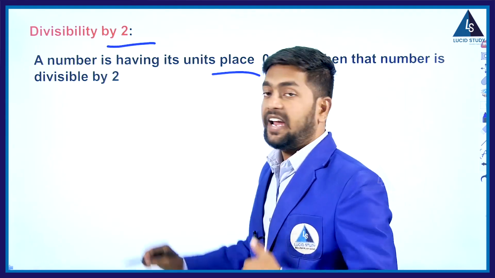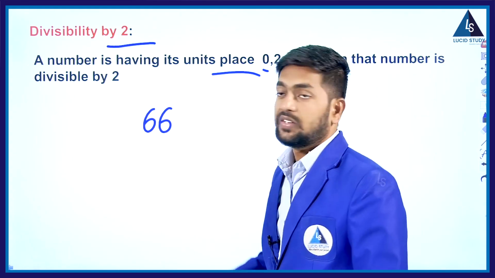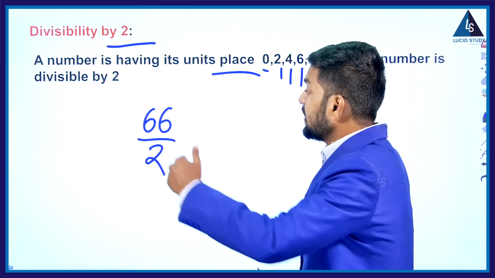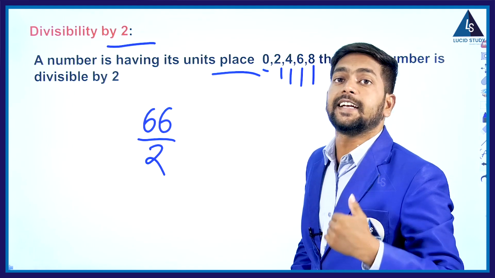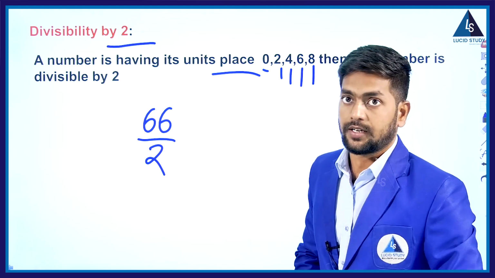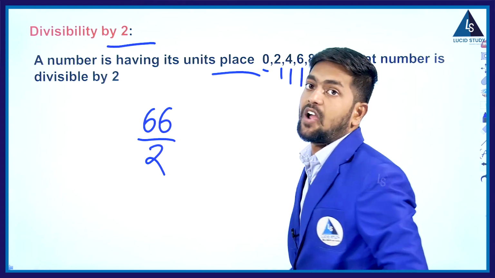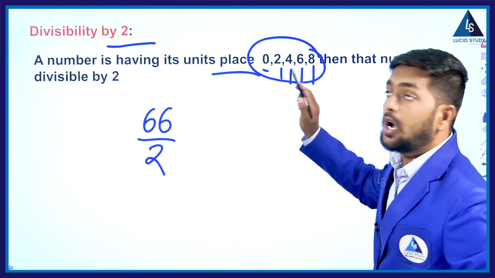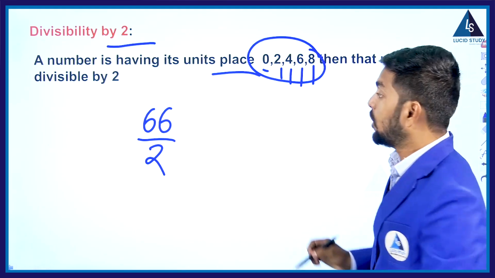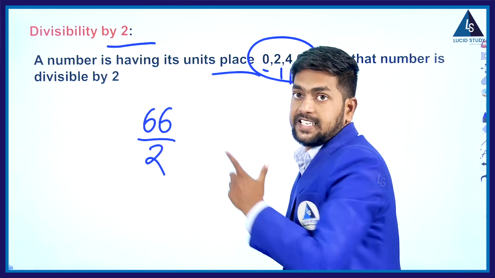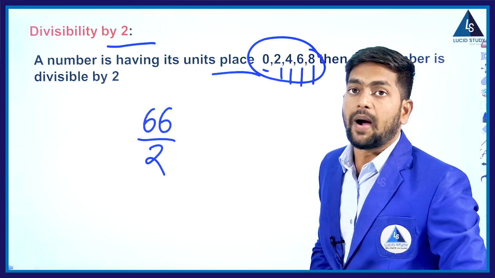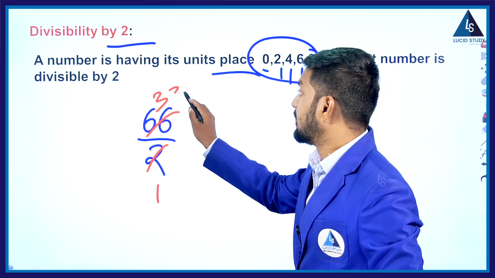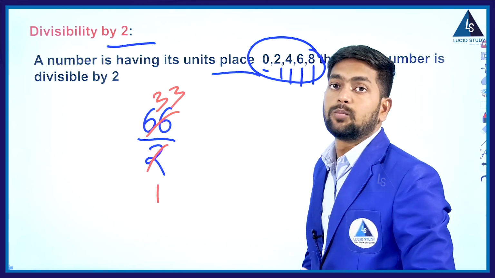Let's take any number. I am taking 66. Is 66 divisible by 2 or not? By seeing the units place we can easily tell whether this number is divisible by 2. In the units place we have 6, and the units place can be 0, 2, 4, 6, 8, so this whole number is divisible by 2. 2 ones are 2, 2 threes are 6, so this whole number is divisible by 2.